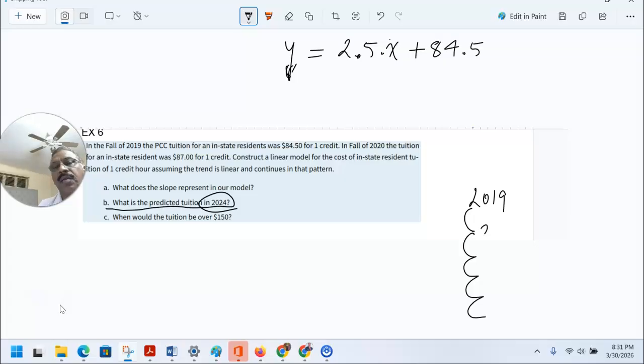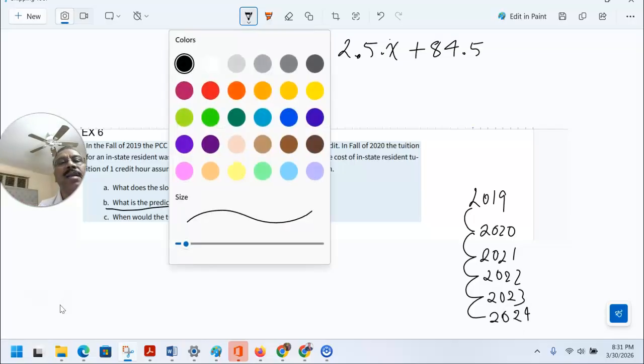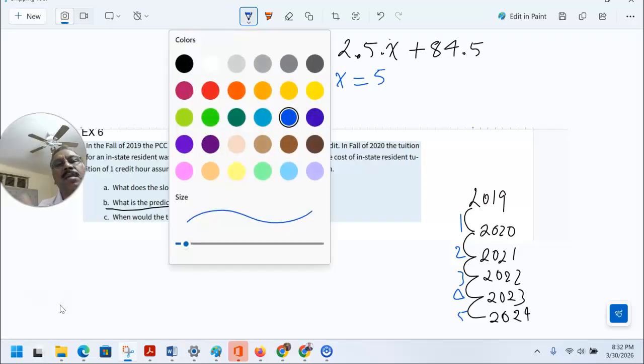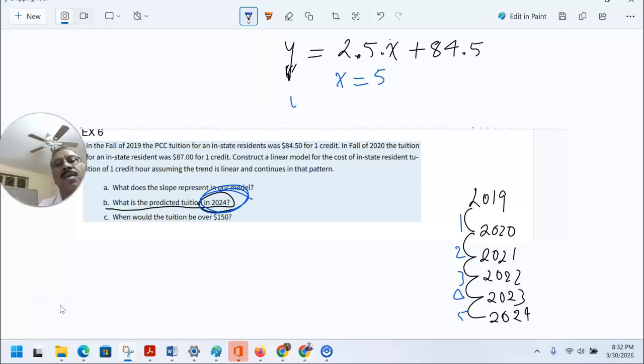So it's like this is, let's say, 2020, 2021, 22, 23. So how many years since 2019? You can say this is like 1, 2, 3, 4, and 5. So all you do is plug in. To find this in the year, you plug in x equals 5. So you're plugging in number of years since 2019. So you want to know how much is the tuition fee for every credit. It is 2.5 times 5 plus 84.5.